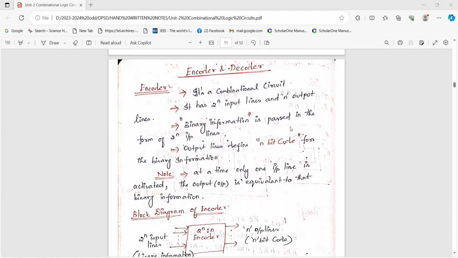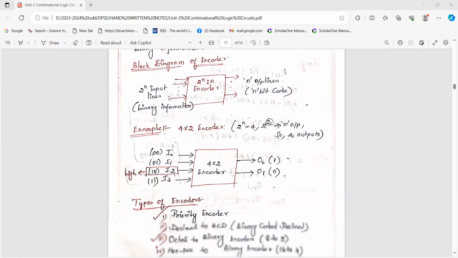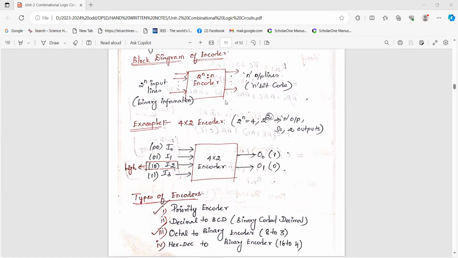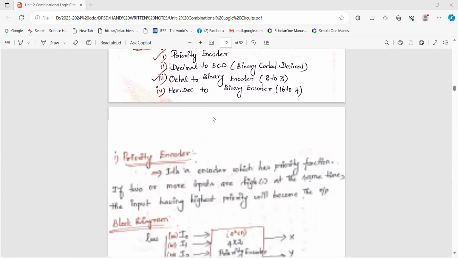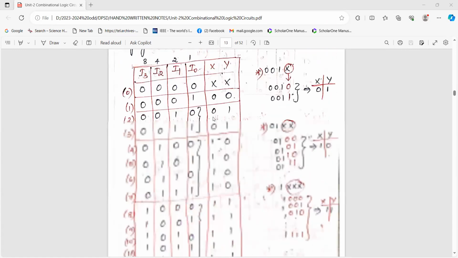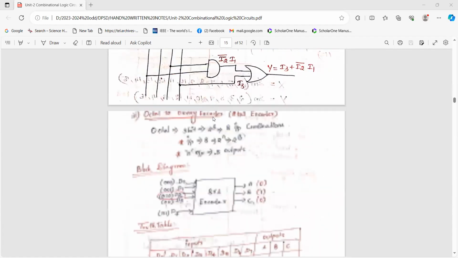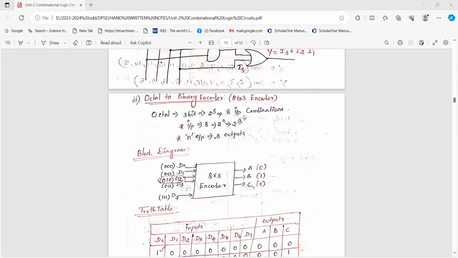The binary information is passed in the form of 2 to the power n input lines, and the output line is an n-bit output line. So this is the encoder logic diagram. Here 2 to the power n inputs are there and n outputs. There are various types of encoder circuit. Today we are going to see the octal to binary encoder.